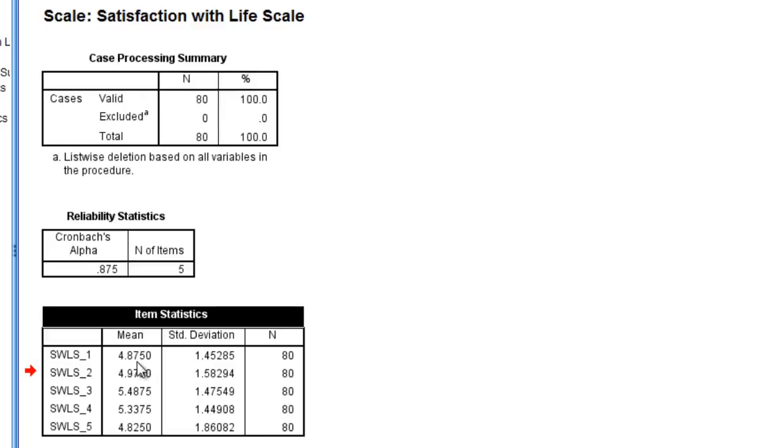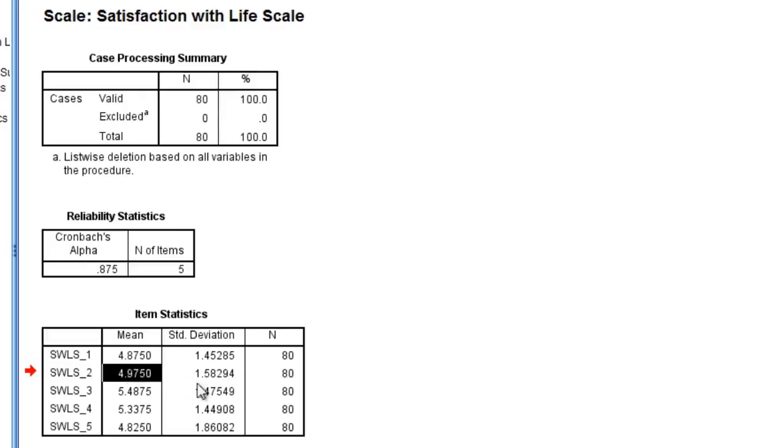Now this table gives the means and standard deviations for each of our items or questions on the satisfaction with life scale. And this can be useful. You can see which question people tended to answer the highest on, and that was question 3 with a 5.49 average score. And then the lowest was question 5 with a value of 4.83. So these are the means once again, so the average of all 80 people.